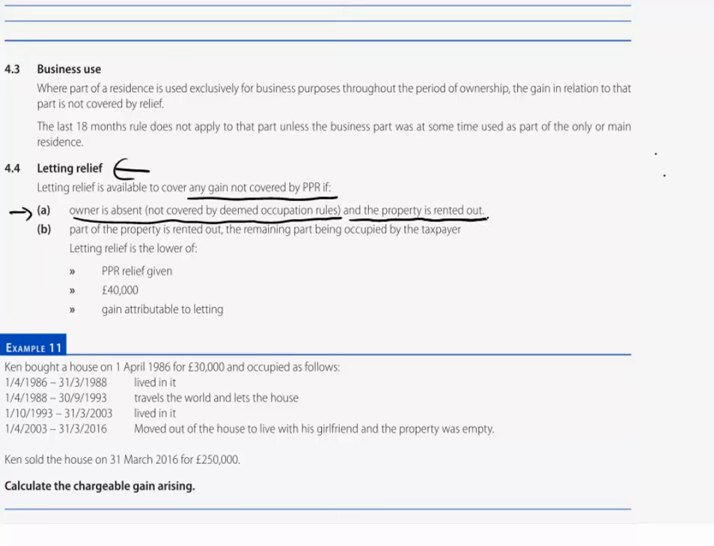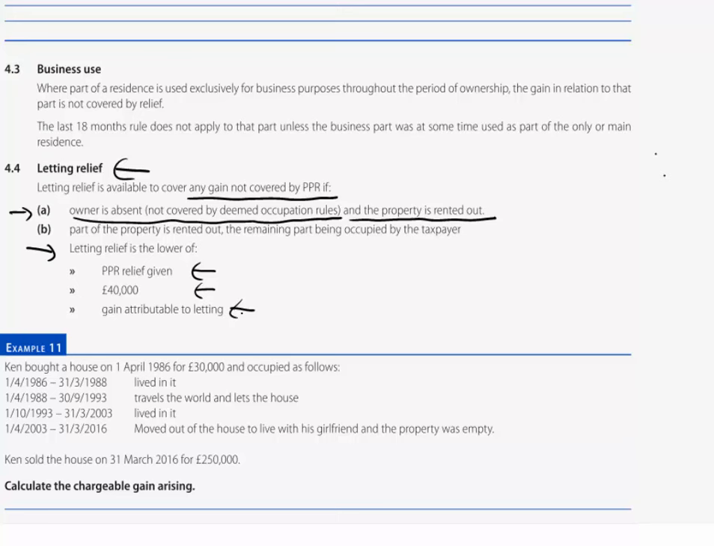And during that period, the property is rented out. If that is the case, then lettings relief is computed as, now again, this not necessarily immediately, but by the time you walk into that exam room, is another learning exercise that you must undertake. Lettings relief is the lower of the PPR relief given, or a maximum figure of £40,000, or the one that usually is the answer, if not 40,000, the gain that is attributable to the period of letting.